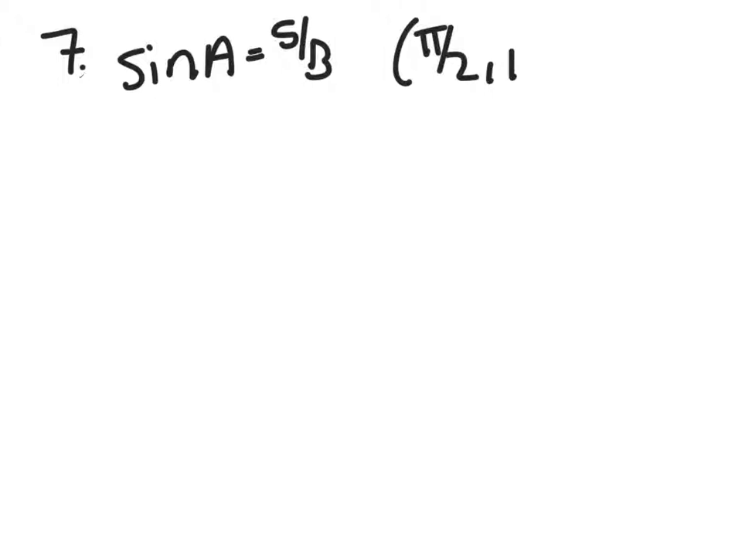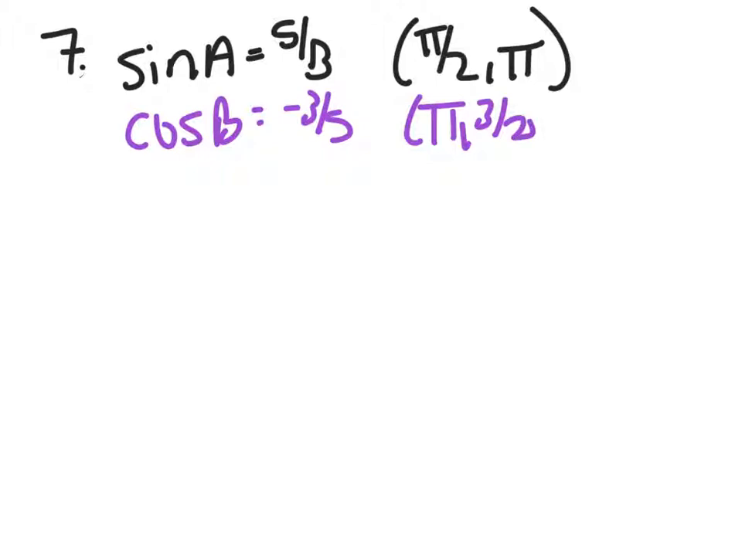Okay, number 8. Oh wait, I didn't do 7. Okay, 7. It says given sine A equals 5/13, where the domain of A is pi over 2 to pi. So sine of A equals 5/13, and that's pi over 2 to pi. And then cosine of B equals negative 3/5, pi to 3 pi over 2. They want you to find sine of A minus B and cosecant of A minus B.